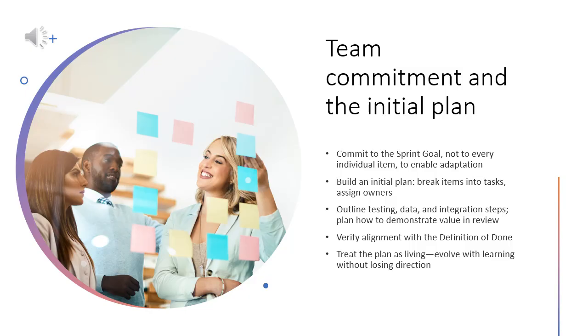The team creates an initial plan to start strong. They break items into tasks and identify owners. They outline testing, data, and integration steps. They confirm how to demonstrate value in the review. They verify alignment with the definition of done. The plan is a living artifact. It evolves as learning emerges without losing direction.